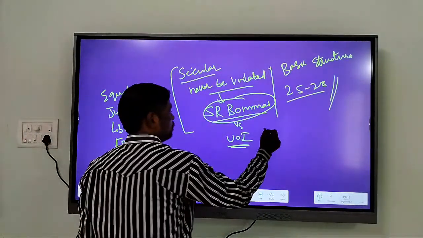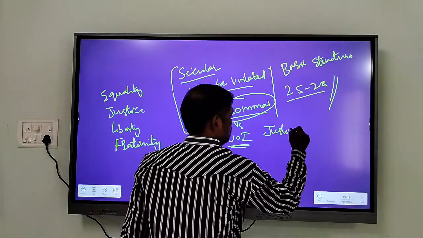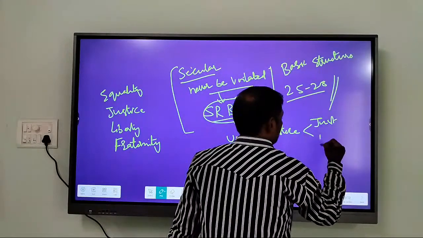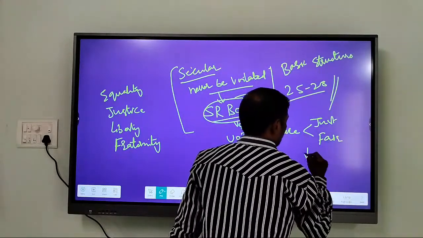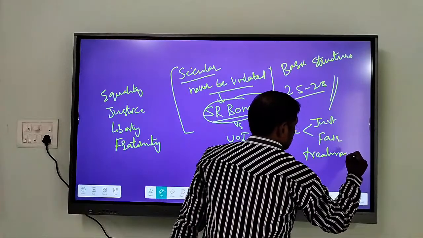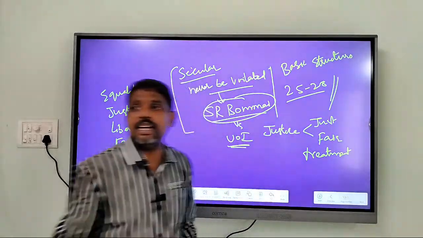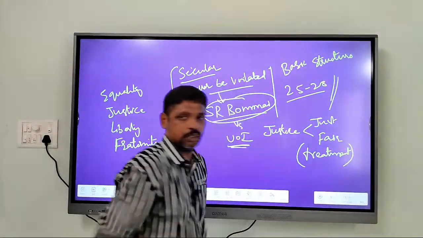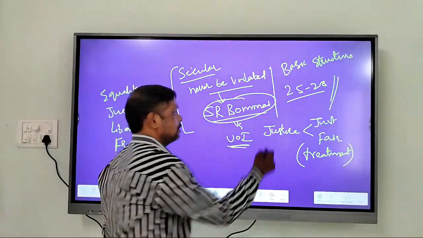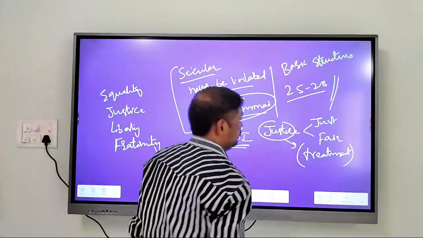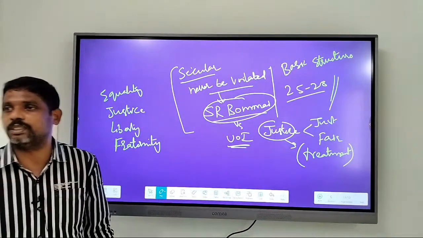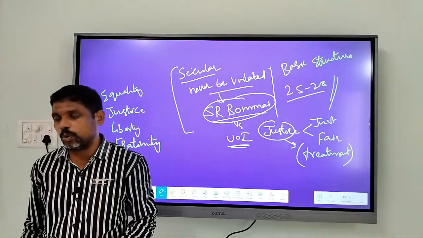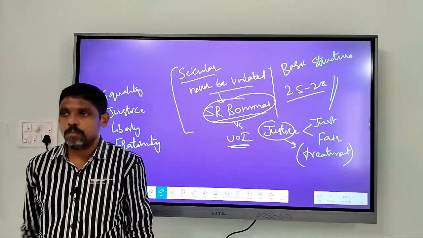Justice denotes just and fair treatment of all the individuals. That is what justice means, all right? Justice is nothing but just and fair treatment of all the individuals. Again, our constitution provides social justice, economic justice and political justice.